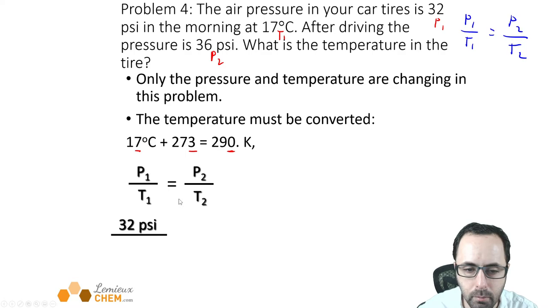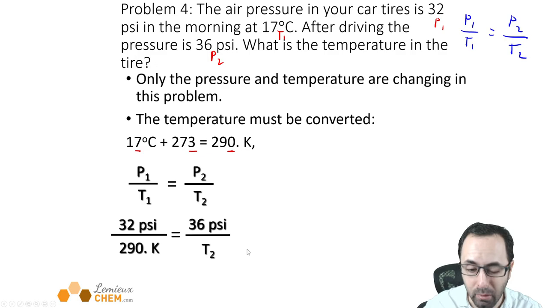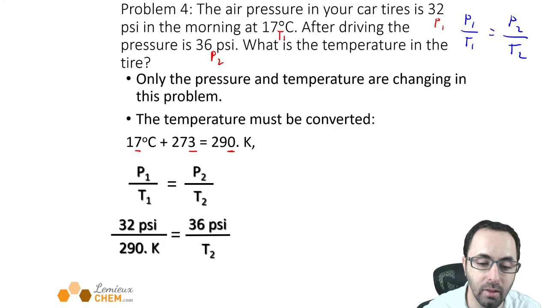Next, we'll plug in the temperature one, which was 290 Kelvin. We'll plug in pressure two now, which was 36 PSI. And then temperature two is what we're trying to find. Now, an important point. A lot of people make a mistake here, and I'm going to show you where they make the mistake. First of all, we want T2 by itself.